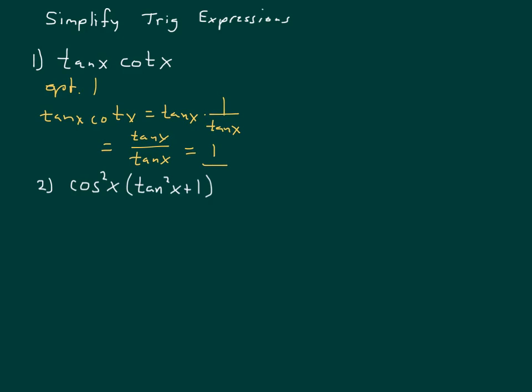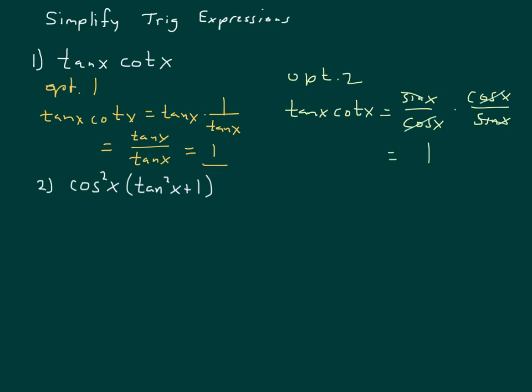Option 2 for this one. What I can do is change everything to sines and cosines. Tangent I know is sine x over cosine x, and cotangent is cosine x over sine x. So I can say I have tangent of x times cotangent of x equals sine x over cosine x times cosine x over sine x. And now by multiplying these out, the sines drop off, the cosines cancel out, and the result there is 1.